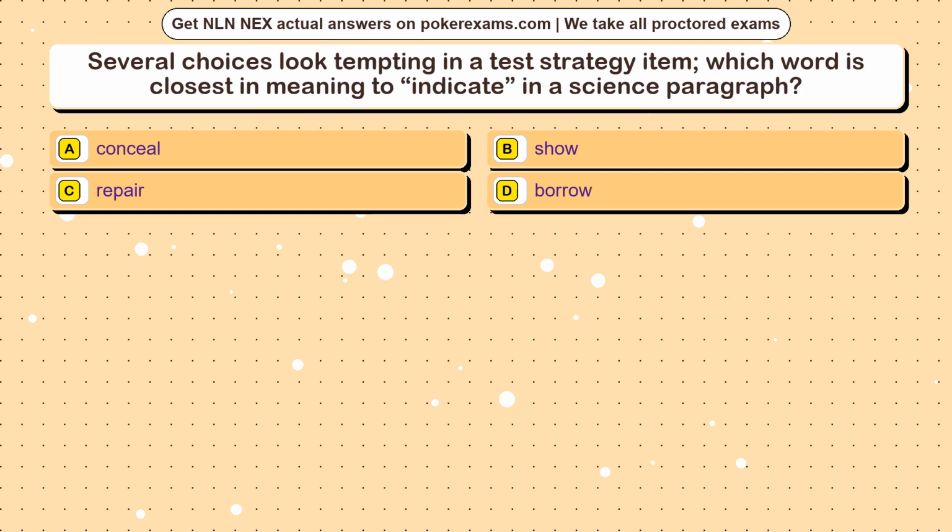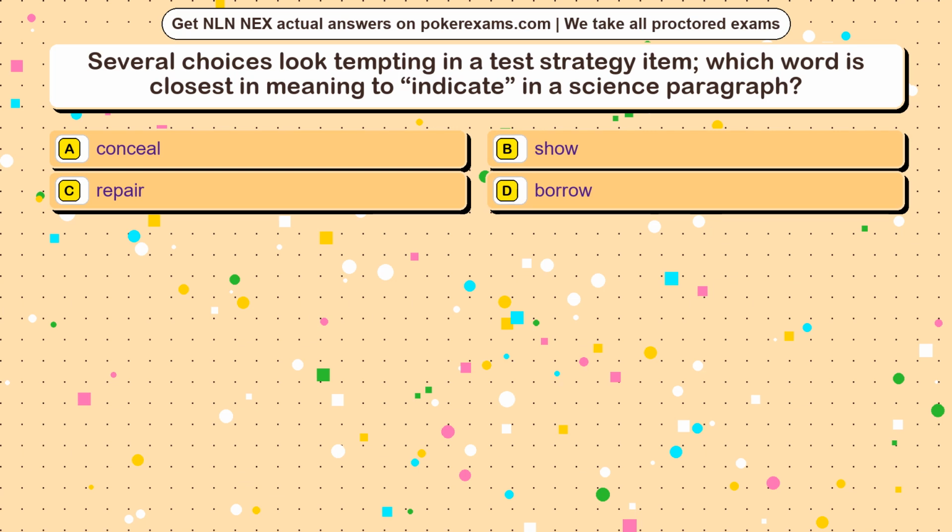Question 12. Several choices look tempting in a test strategy item. Which word is closest in meaning to indicate in a science paragraph? Option A, conceal. Option B, show. Option C, repair. Option D, borrow.